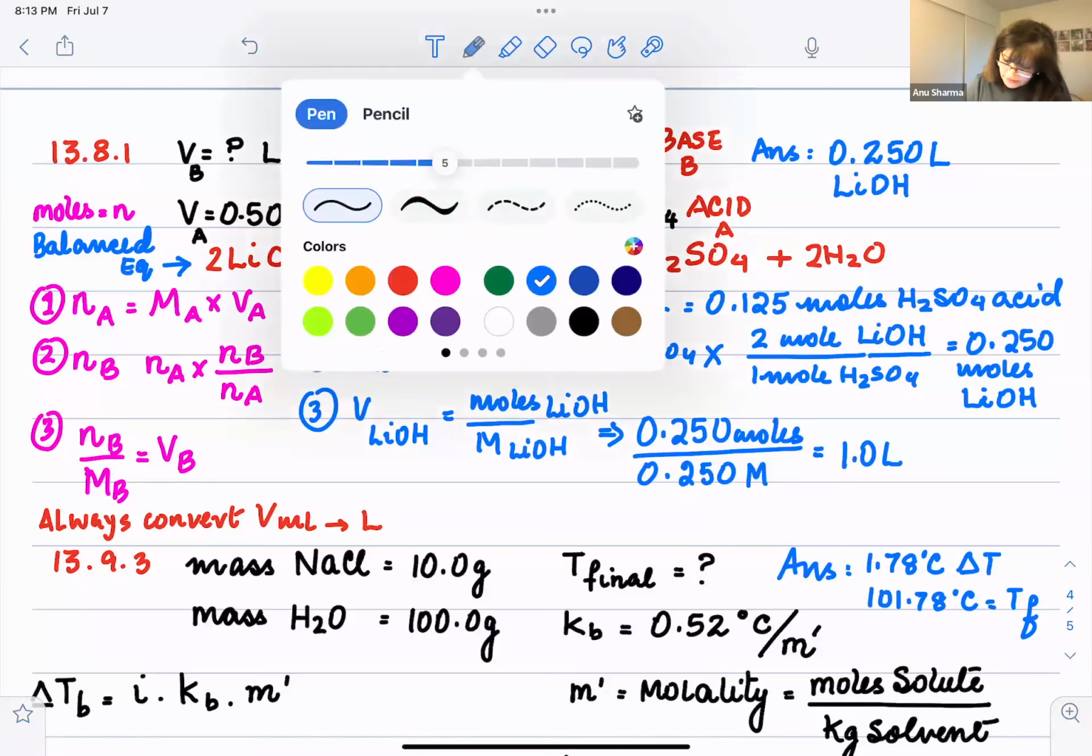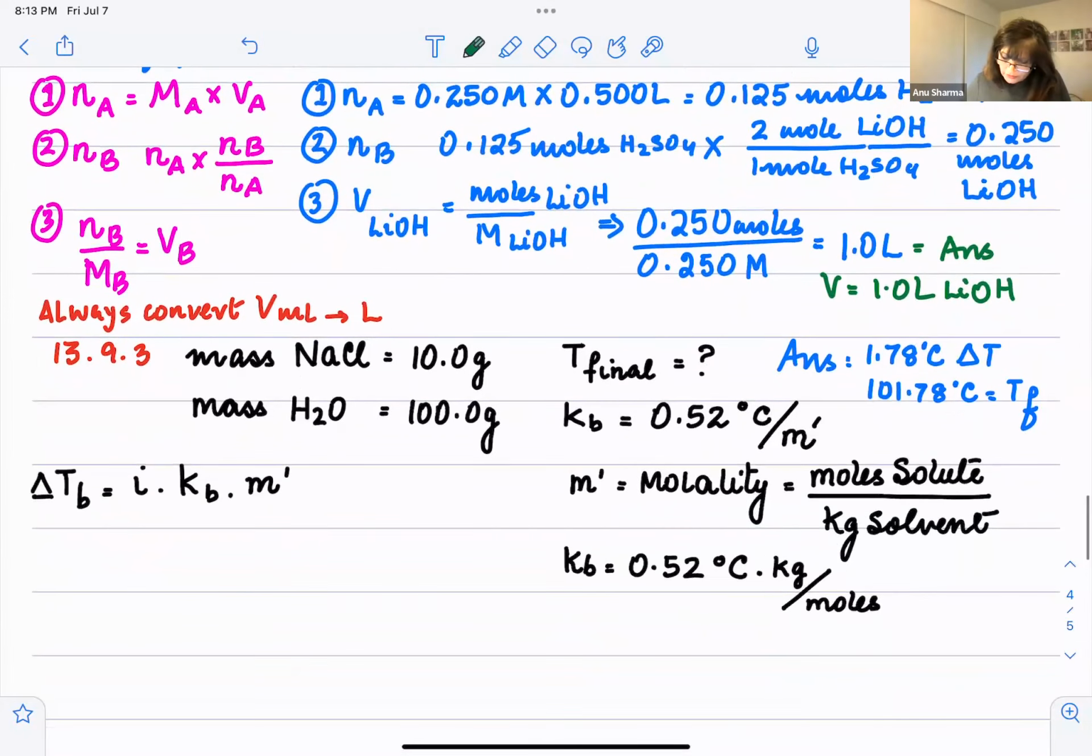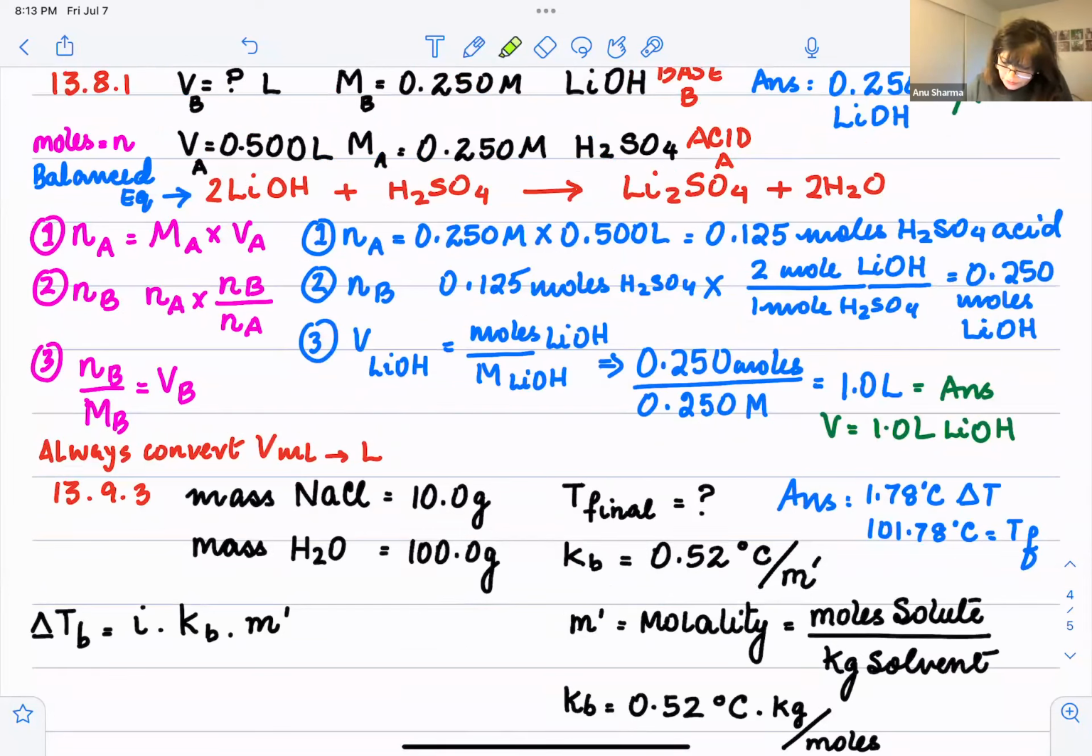But for some reason, I checked everything. The answer in the book seems to be wrong. So by this calculation, this is the right answer. So the volume would be 1.0 liters, and that is for the lithium hydroxide, LiOH. Anyway, so that is the answer. But the answer listed in the book seems to be incorrect. I don't know, maybe it's an error or something.